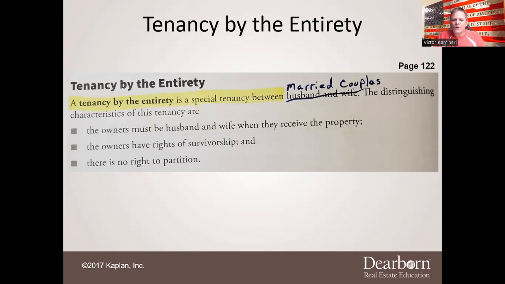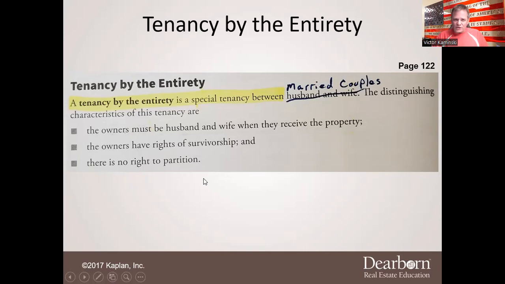All right, so ownership by married couples is tenancy by the entirety. So the owners must be husband and wife when they receive the property. The owners have the right of survivorship. You know, if your spouse dies, your surviving spouse automatically gets the house. You can't leave it to someone else. And there's no right to partition.